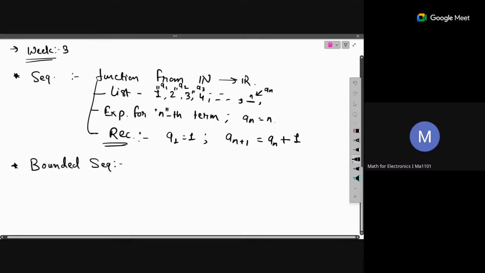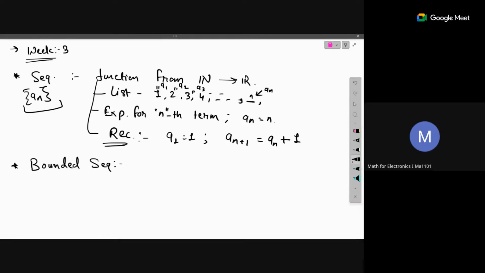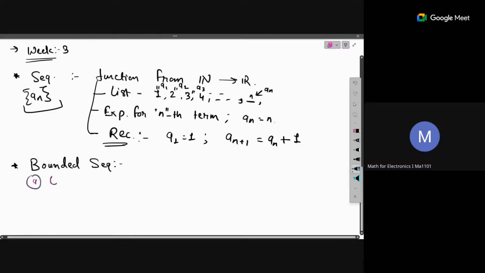Okay, so suppose a sequence is given to you. In general, whenever we see a sequence, we write it in this way: a_n with curly brackets. This symbol means a sequence, and its nth term is given by a_n. Now in a bounded sequence, there are 2 types of bound. One is known as the upper bound, and the other one is known as the lower bound.